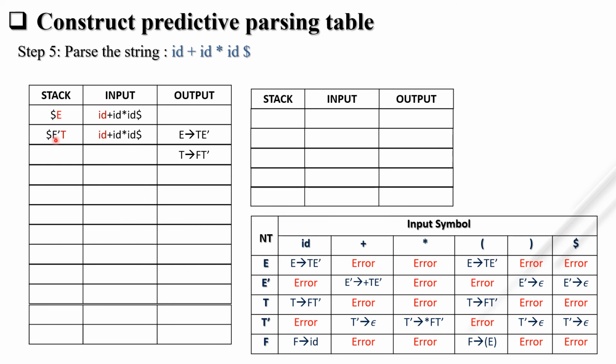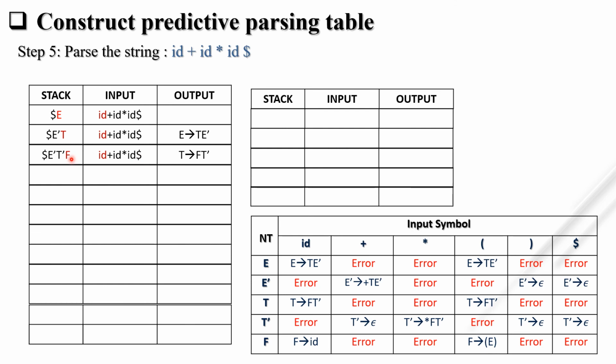So instead of this T, E is as it is in the stack, but instead of T, what we write? T dash F in reverse manner. So E dash T dash F. Still we don't get the first symbol, that is ID. So we further expand this F.